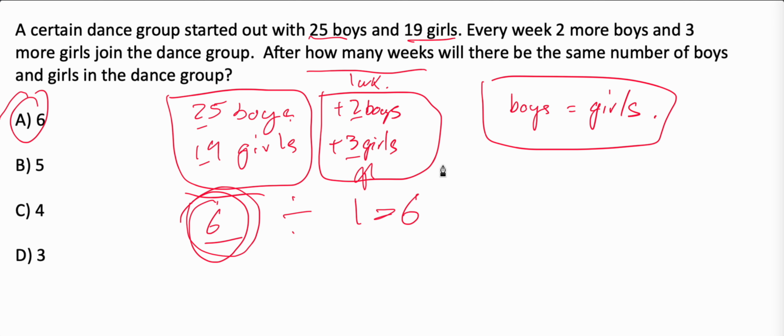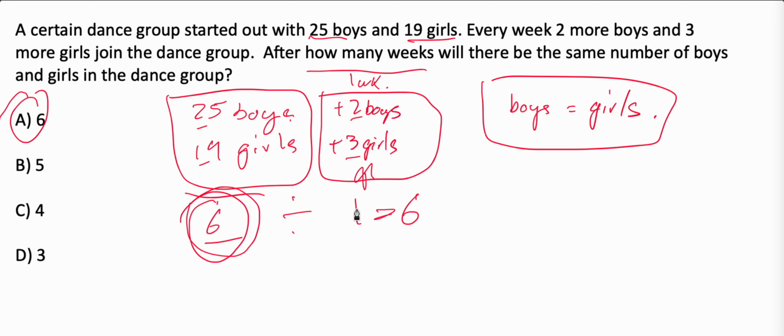So that's how you do these kinds of problems. First you look at the beginning, and then what's going on throughout the weeks, and then the goal is to have boys equal girls. You take the difference between the two, you come up with 6. Each week you add 1 more girl than boy, so in order for them to have the same number of boys and girls, there must be 6 weeks.